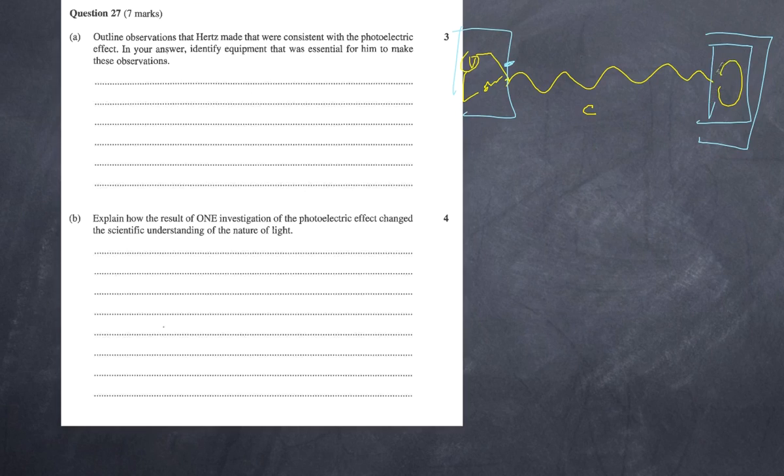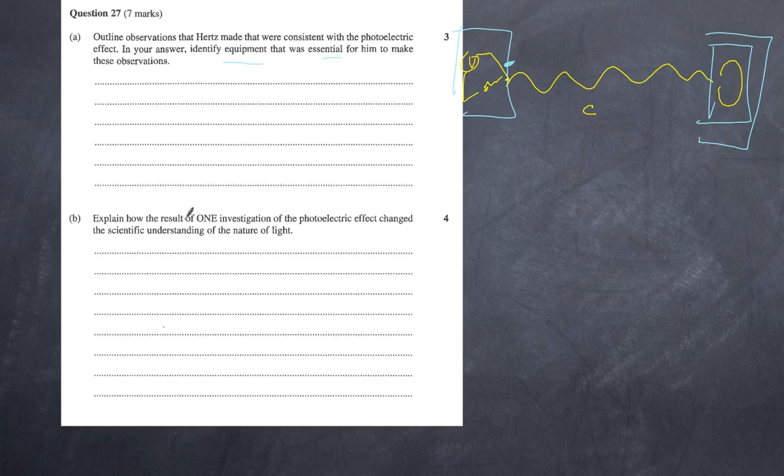In other words, the spark length was longer. And that's because, as we now know, quartz is transparent to UV. So UV was allowed to pass through this box, and so therefore we had greater emission of electrons, as we now know. So you can clearly see I've now identified the equipment that was essential to make these observations.